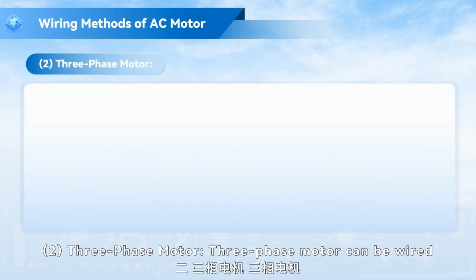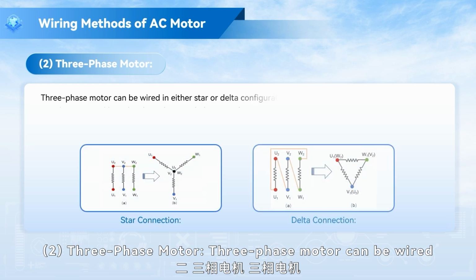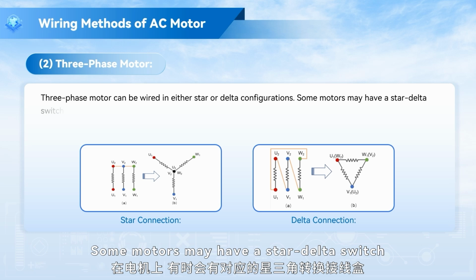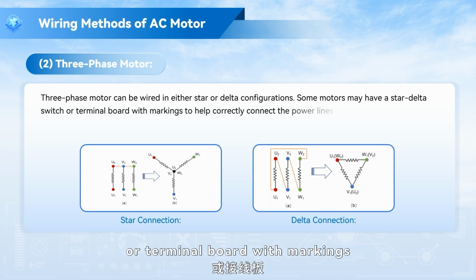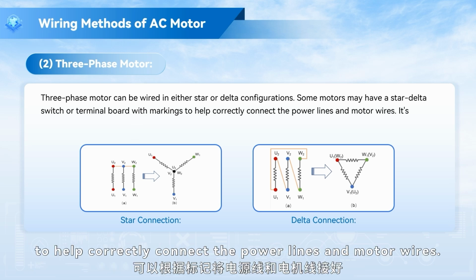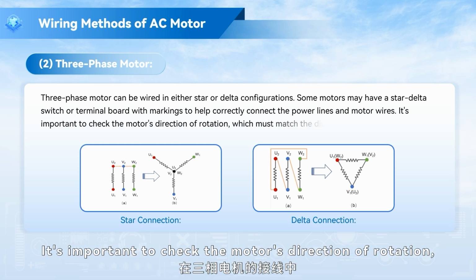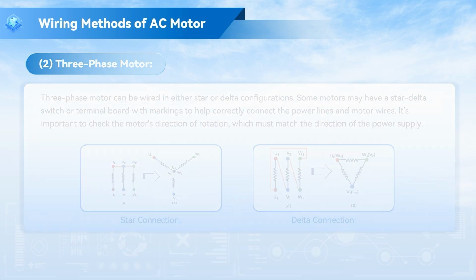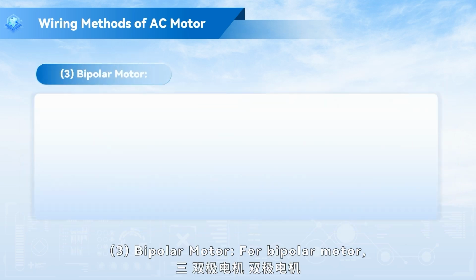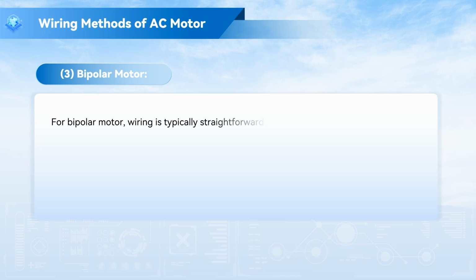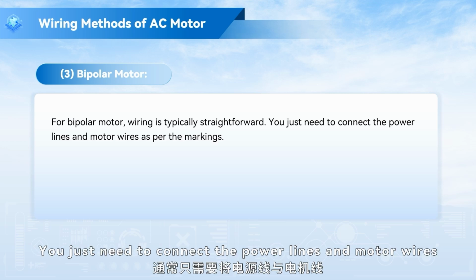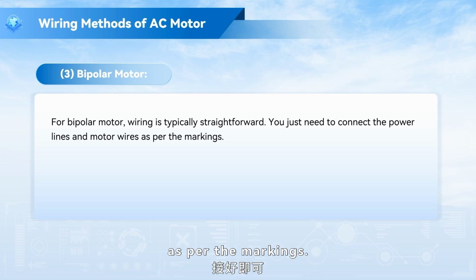2. Three-phase motor. Three-phase motor can be wired in either star or delta configurations. Some motors may have a star-delta switch or terminal board with markings to help correctly connect the power lines and motor wires. It's important to check the motor's direction of rotation, which must match the direction of the power supply. 3. Bipolar motor. For bipolar motor, wiring is typically straightforward. You just need to connect the power lines and motor wires as per the markings.